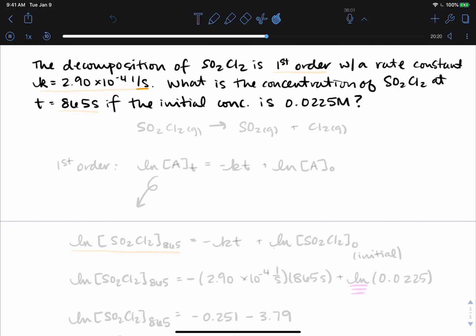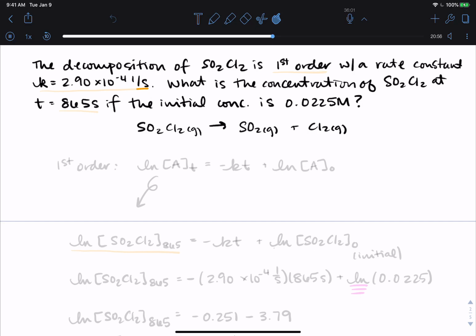All right, so this question says the decomposition of SO2Cl2 is first order with a rate constant of 2.90 times 10 to the minus 4 1 over seconds. What is the concentration of SO2Cl2 at 865 seconds? The initial concentration is 0.0225 molar. Now, we don't necessarily need a balanced equation for this, but I do find that it is nice to have. So we're talking about the decomposition of SO2Cl2. It is a gas. It turns into SO2 and Cl2.